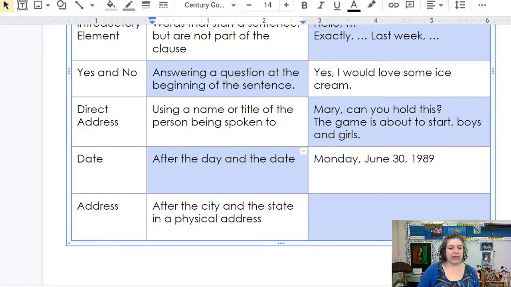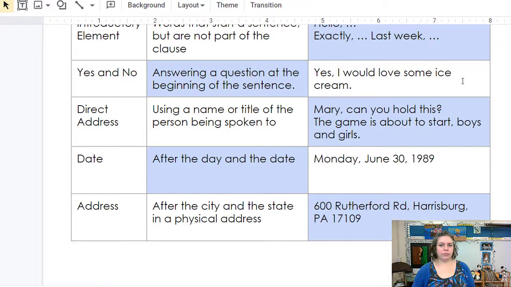So looking at rules for commas after the city and state in a physical address. When we are writing a physical address, we would put it after the street and after the city, not in between the state and the zip code. So you have the number, the street, comma, city, comma, state, zip code. So you have 2 commas in there. And those are the rules that we're looking at for commas.